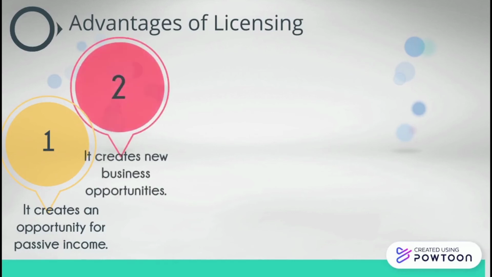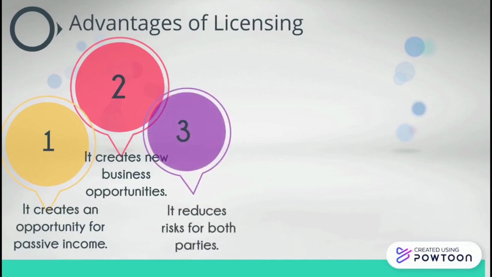Number 2, it creates new business opportunities. A licensee can benefit from this type of arrangement because it requires less money from them to start a business opportunity. They can purchase a license instead of outright ownership, then begin to make profits right away. It takes less upfront cash to pay for a license. When a licensee can improve upon a product, they can make even more money off their venture.